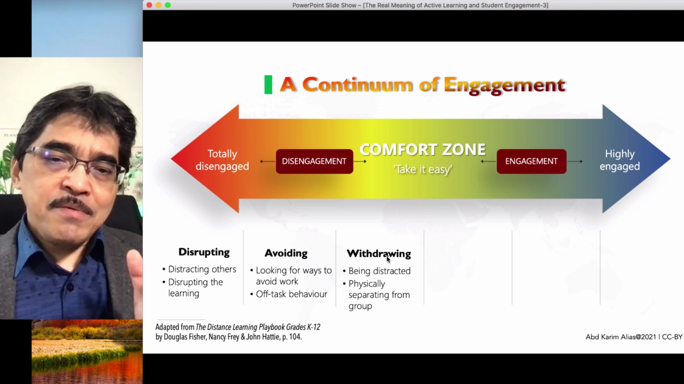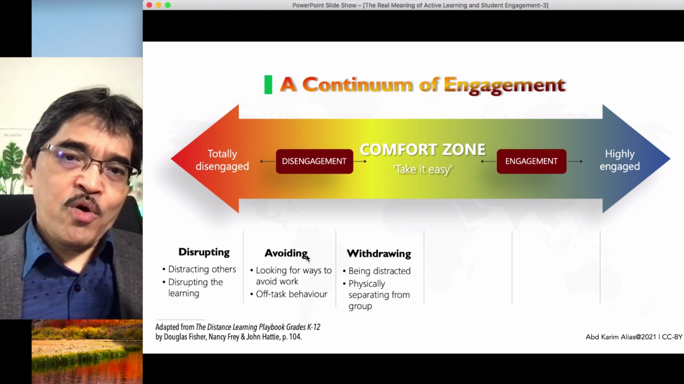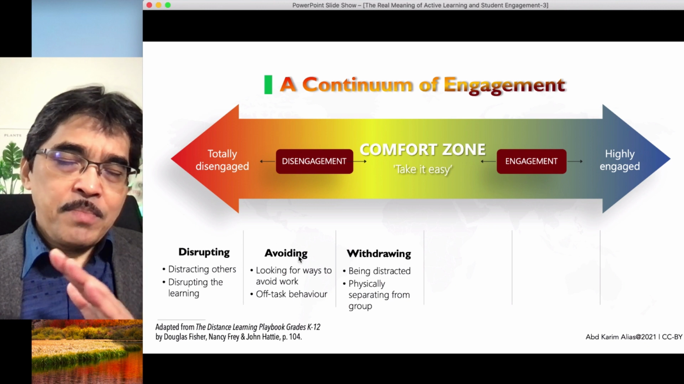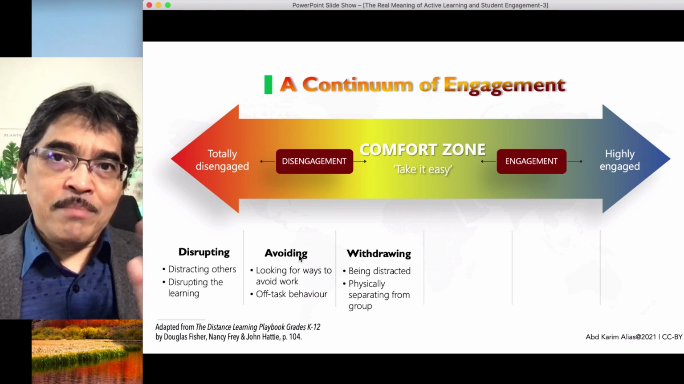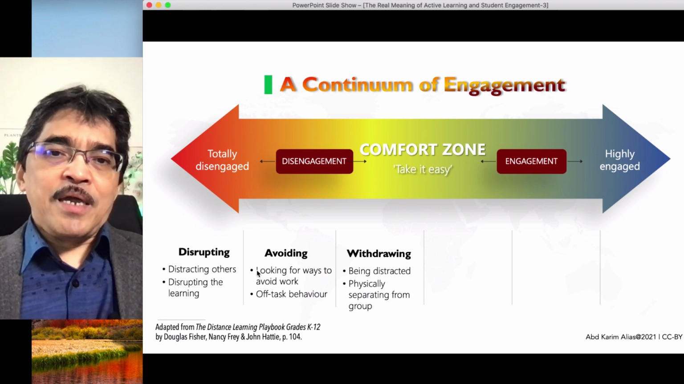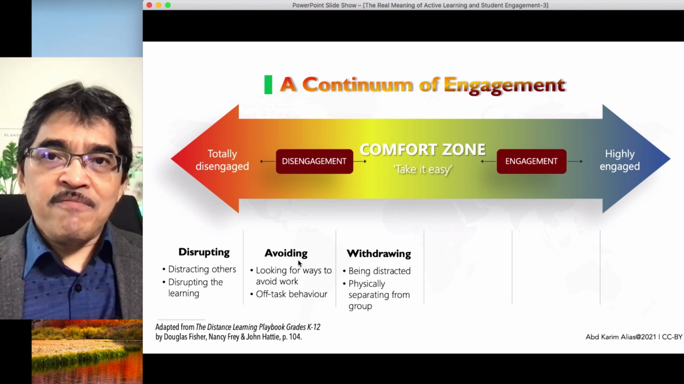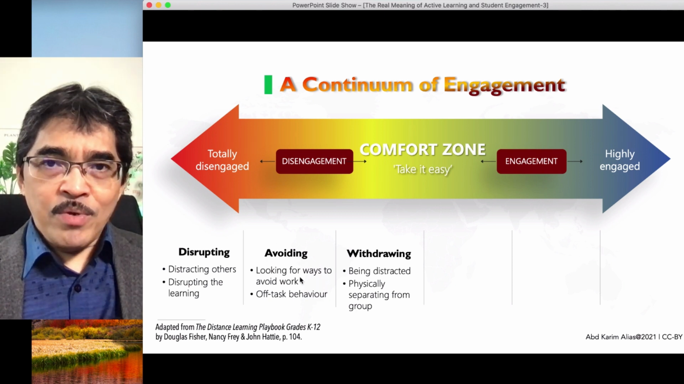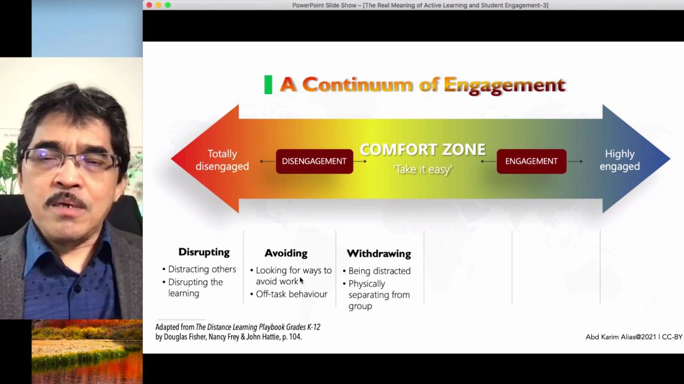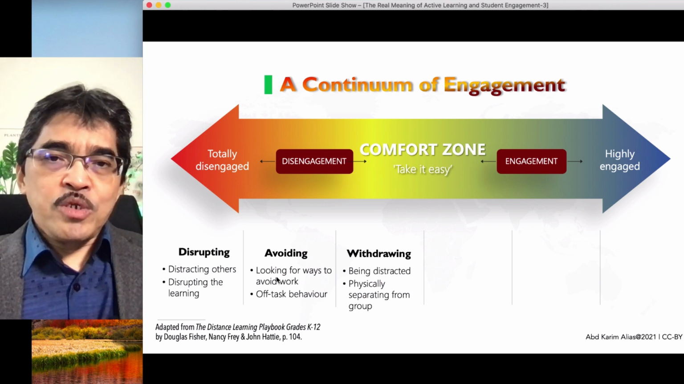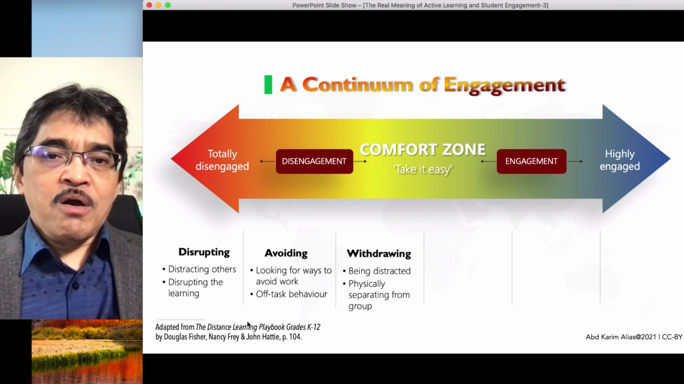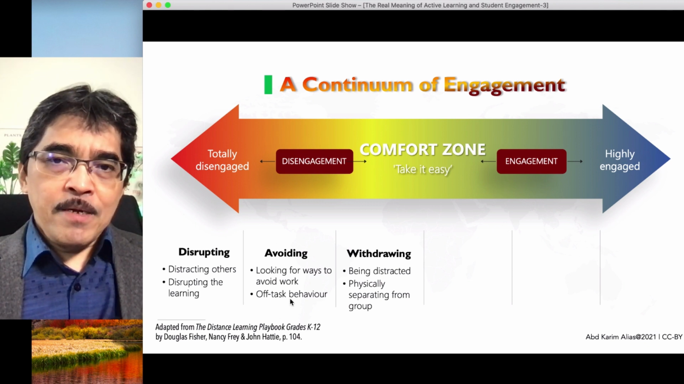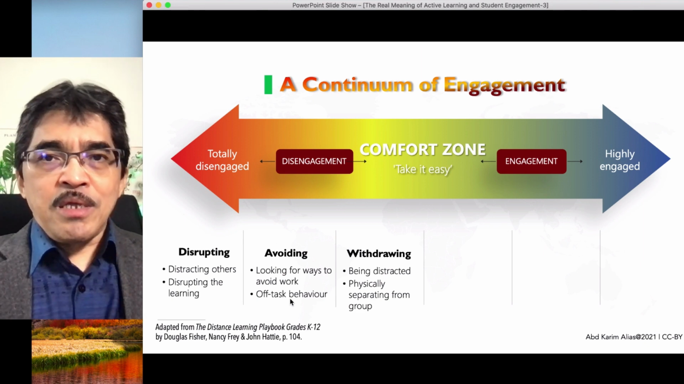But if we just leave it, the students will drift more towards the left. They become more and more disengaged, and this is the phase we call avoiding. They start to look for ways to avoid work. They will give excuses, a lot of reasons not to do the task, or they will display so-called off-task behavior. You ask the students to do one thing, and they will do a different thing.